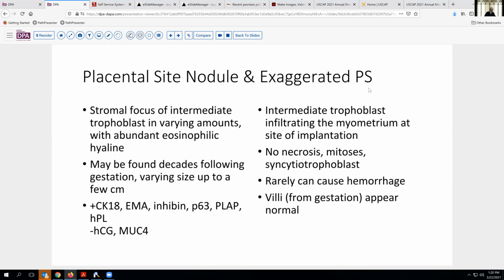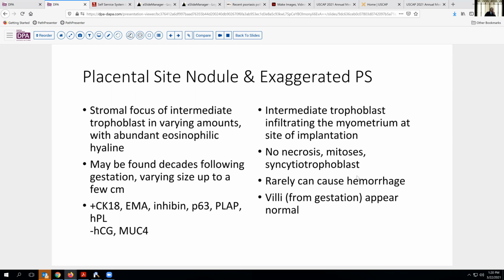Now, in contrast, the exaggerated placental site, usually seen a little bit earlier, doesn't have that delayed situation, is composed of intermediate trophoblast that does have a sort of infiltrative appearance and is present at and beneath the site of implantation. But there's no necrosis, mitoses should not be seen, and you certainly should not see other trophoblastic elements.